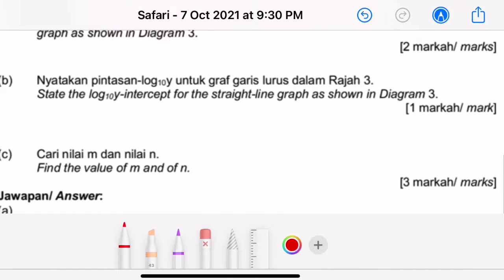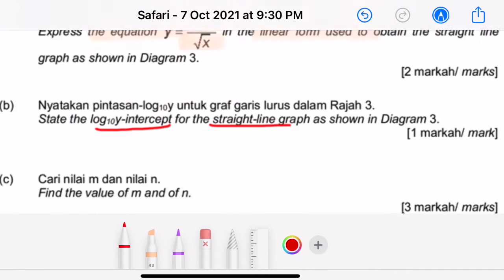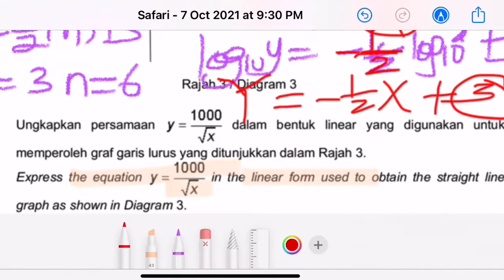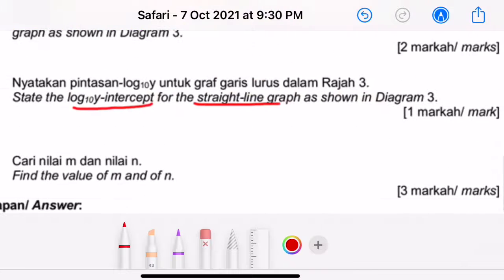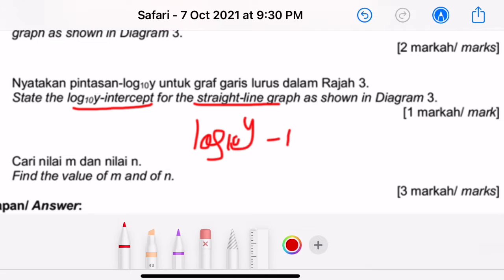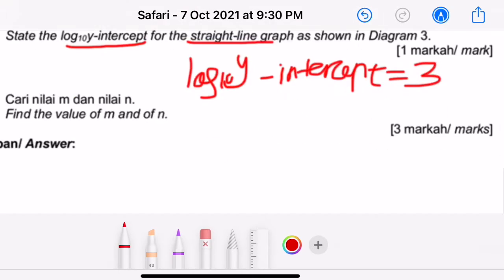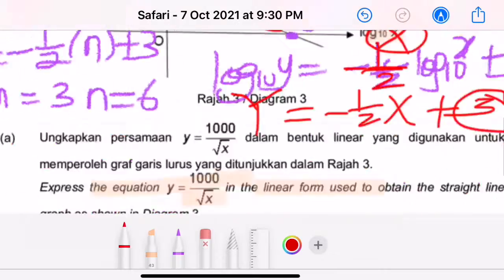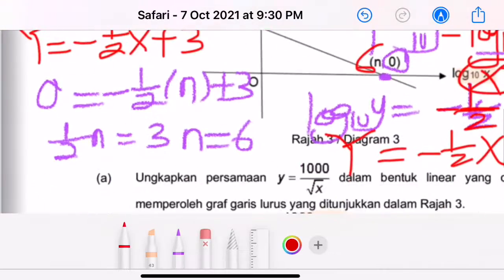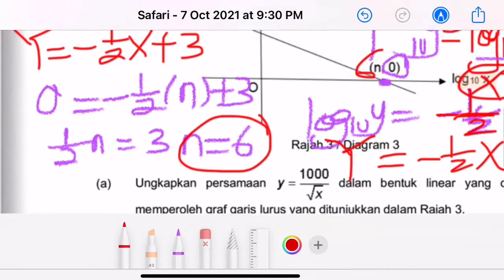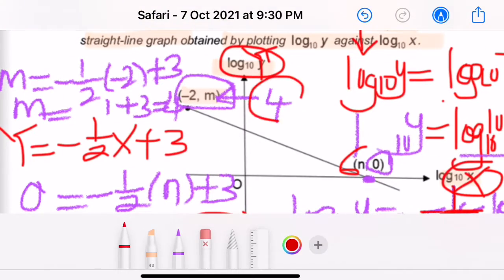State the log 10y intercept for the straight line. The log 10y intercept will be here. The y-intercept is log 10y-intercept, which is the big Y intercept, and it will be equal to 3. We have found the value of m just now. M and n can be found by just substituting the points that lie on the line. So n is 6 and m is 4.